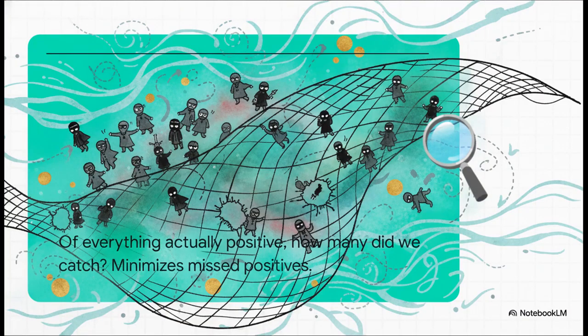Then we have recall. Now, recall is your ultimate needle finder metric. It asks, of everything that is actually positive out there in the real world, how many did we manage to catch? High recall means you have very few missed positives. You're making sure you don't let a single bad guy slip through the cracks, even if it means you end up checking a few innocent people along the way.